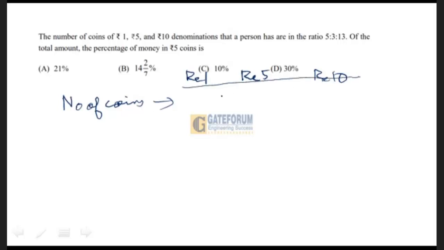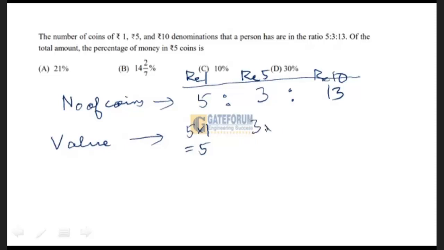The number of coins ratio is 5:3:13. So the value of the coins: for rupee 1, the value would be 5 into 1, that is 5. For rupee 5, the value would be 3 into 5, that is 15. And for rupee 10, the value would be 13 into 10, that is 130. So this is the ratio of the values. I hope you have understood.